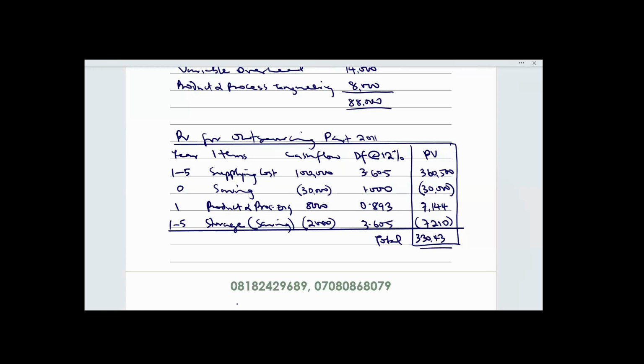The total present value of outsourcing part 2011 is 330,434. On the day of your exam, the way I've presented what you are seeing on the screen, don't do it like that. You need to complete your table. You need to rule accordingly. Where you are supposed to rule your table, you tabulate it properly. Don't leave one side because you are so much in a hurry. You do one side and leave the other side. No, that's not a good presentation.